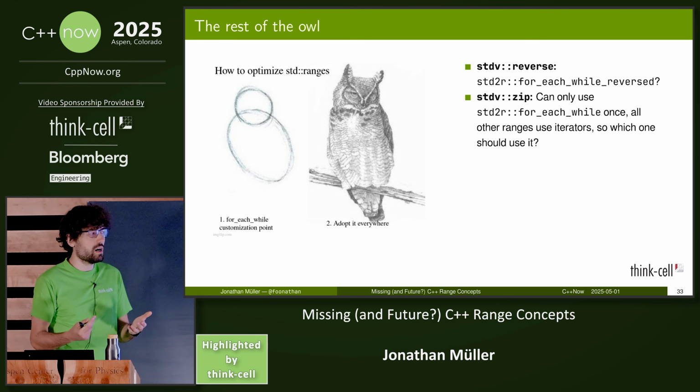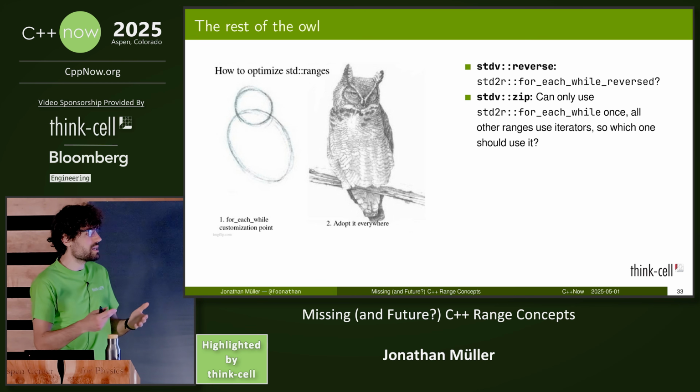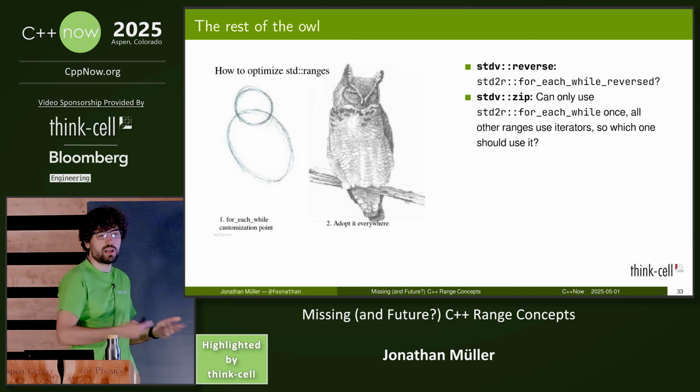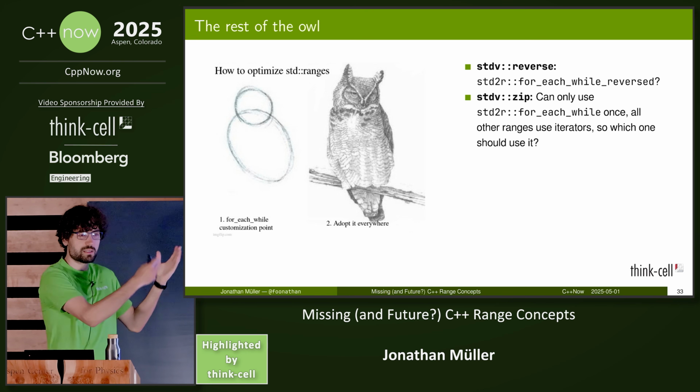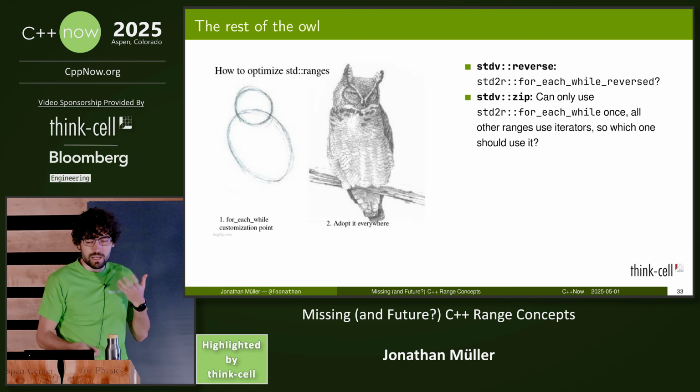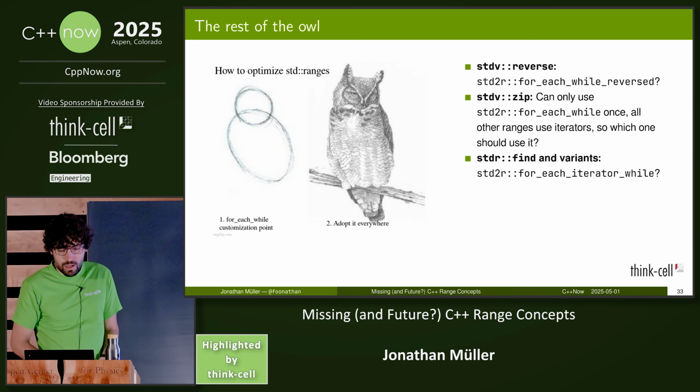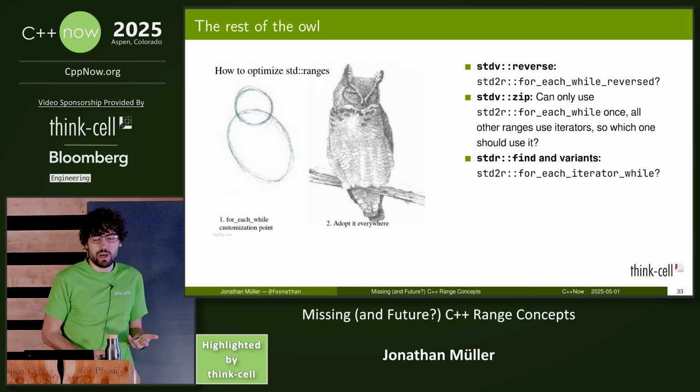But like, how do you know that? Do you need like some customization point to tell a range how badly it wants to use for each while instead of iterators, and then you pick the one that most wants to use that? Like, it's non-trivial. We can't use find with it.